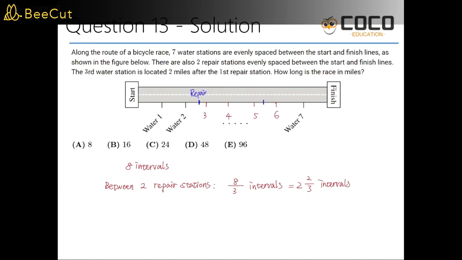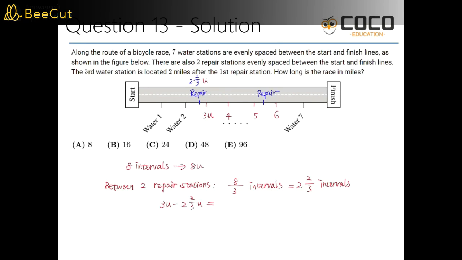This is the first repair station, there's the second repair station. So its number is 2, 2, 3. Then we know that the distance between these two is 2 miles. So let's say this is 3u, this 2 over 3u, where 1u is 1 interval.